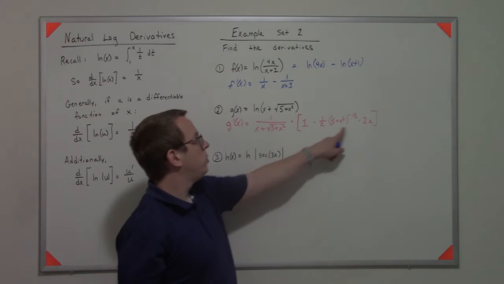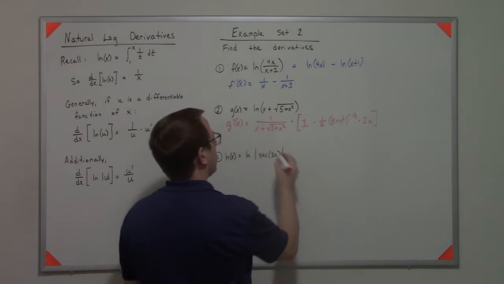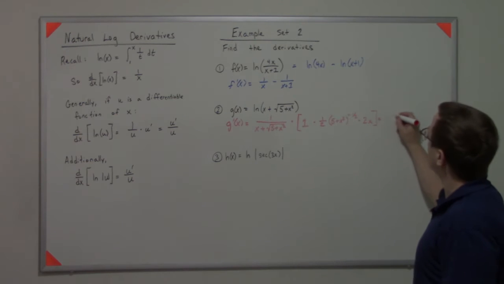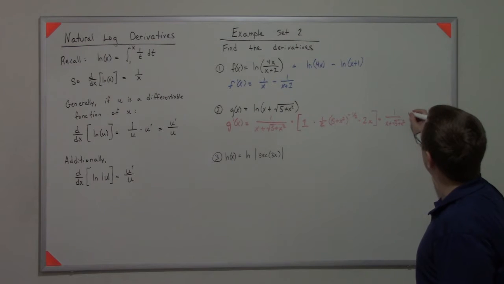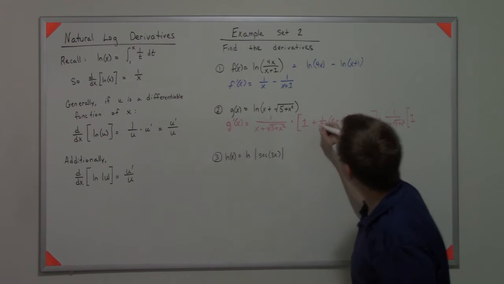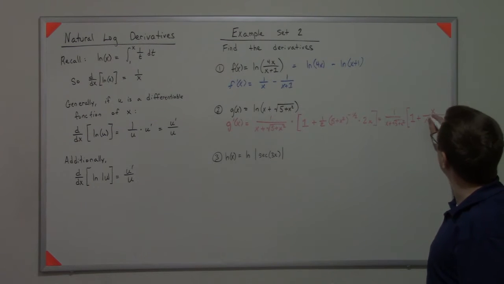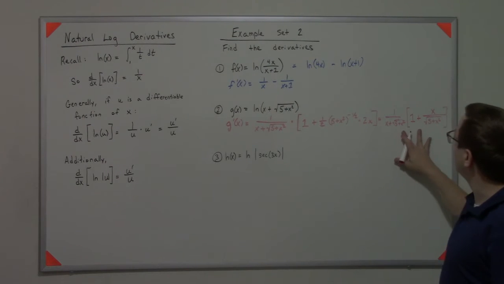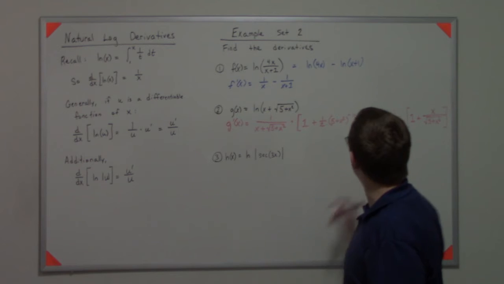Then those 2's will cancel, and this will become a square root in the denominator. So that gets me 1 plus x over the square root of 5 plus x squared, all times 1 over x plus square root of 5 plus x squared. Sorry, that's not a times there, that should be a plus. So it's 1 plus x over the square root of 5 plus x squared. There's a way to simplify this. I'm going to do that over here in just a minute, but this is an answer.